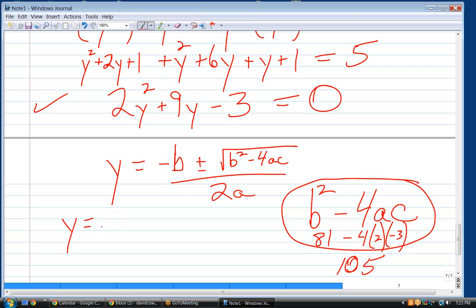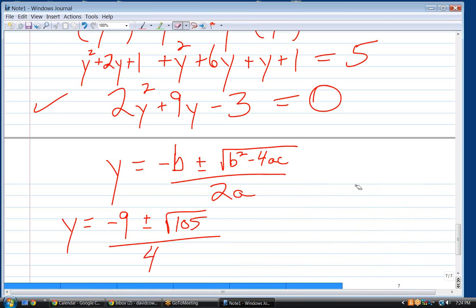Let's plug in everything. 5 over 2. What's minus b? Oh, negative 9. Okay. Plus or minus. And we already know this is 105, so I can write square root of 105 in there. All over 4.